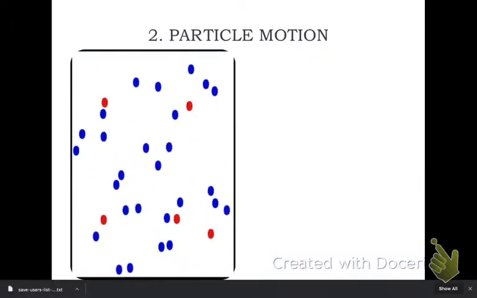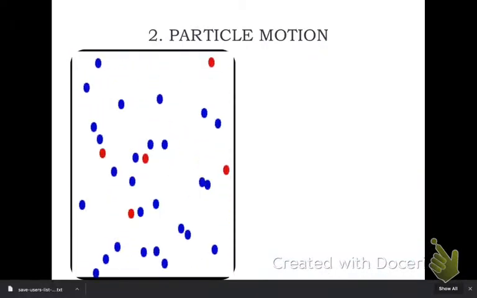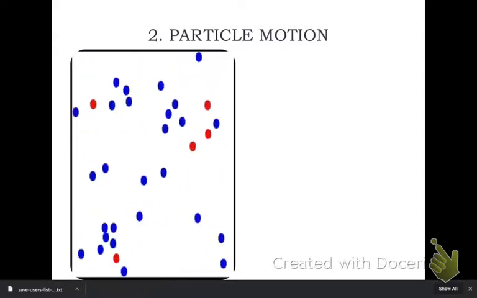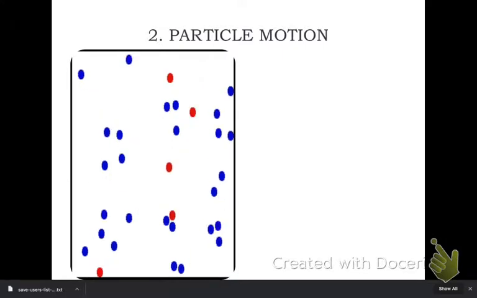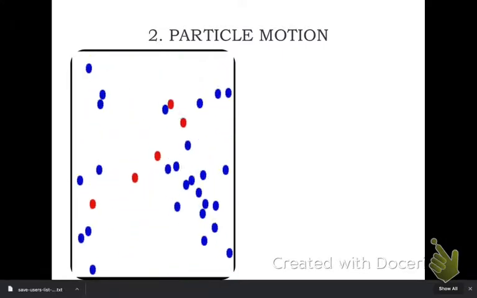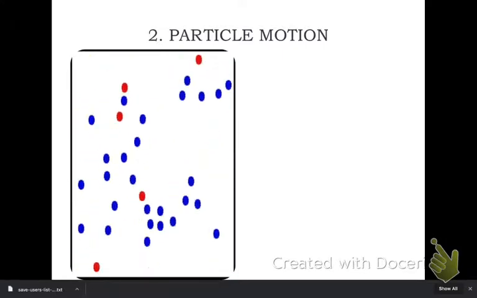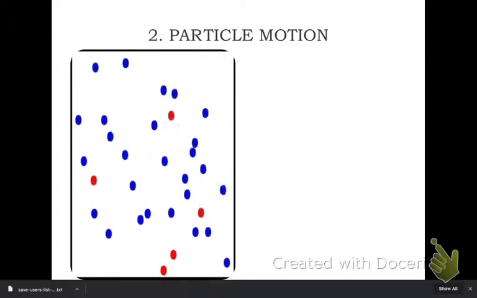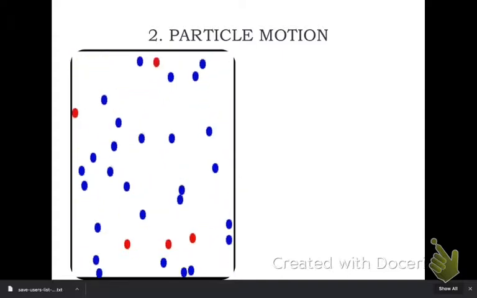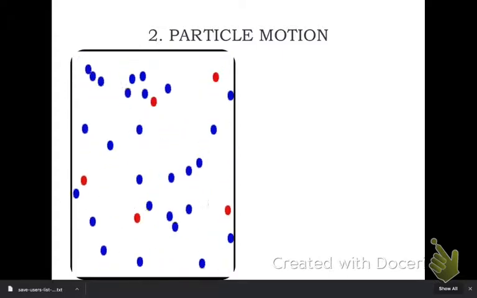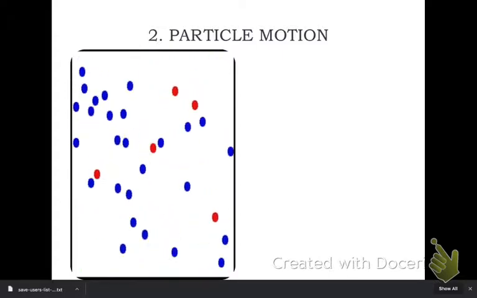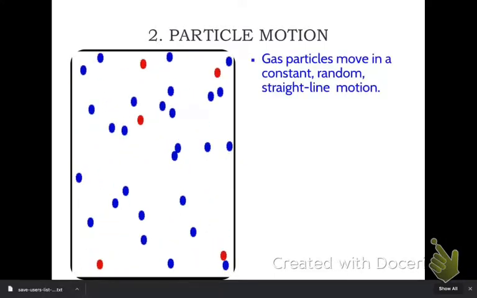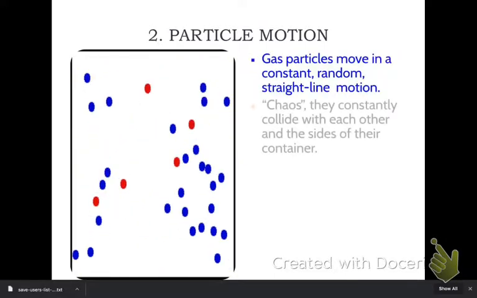The next assumption is the particle motion. Gas particles are moving in a constant, random, straight line motion, and you can see from this little image here that if you try to follow one of those dots, it's not curving, it's just going in a straight line motion, and it would continue on a straight line motion until it strikes another particle or it strikes the walls of its container. So gas particles move in a constant random straight line motion.